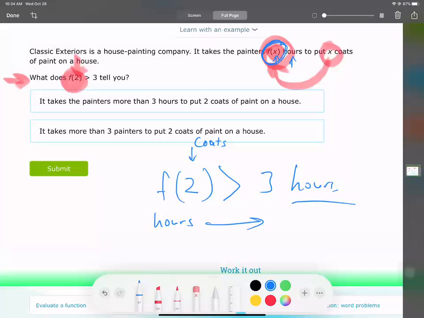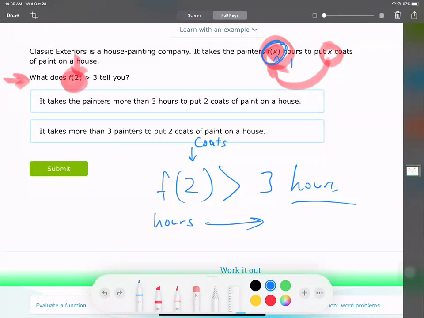It takes the painters more than 3 hours to put on 2 coats of paint. Or is it, it takes more than 3 painters to put 2 coats of paint on the house? Which one do you think would be more precise when we're talking about the representation of this function here? Give you another 10 seconds to make a decision. Once you make a decision, go ahead and type number 1 or 2 in the chat. Okay, go ahead and type.